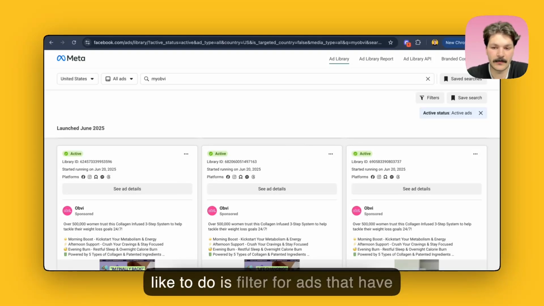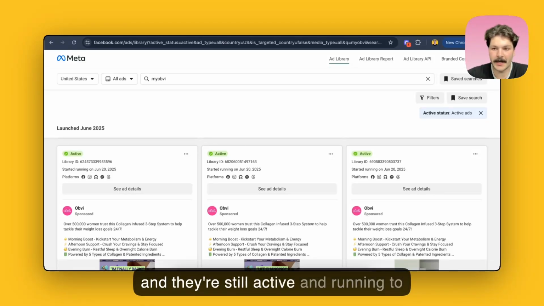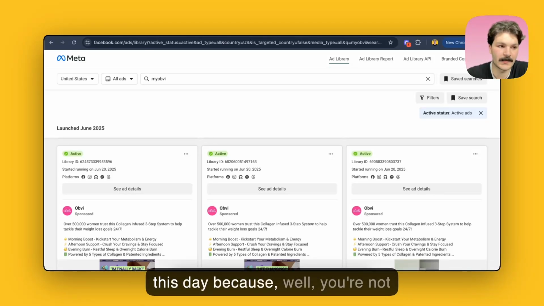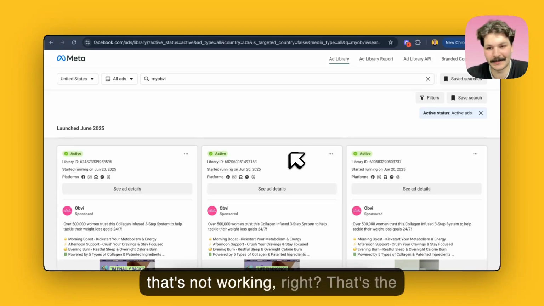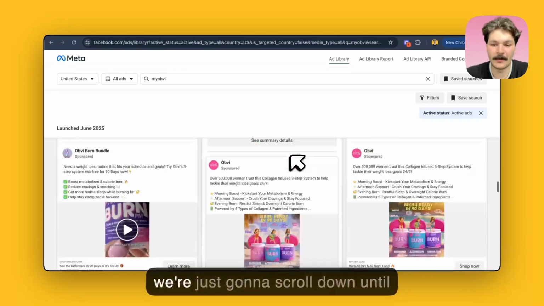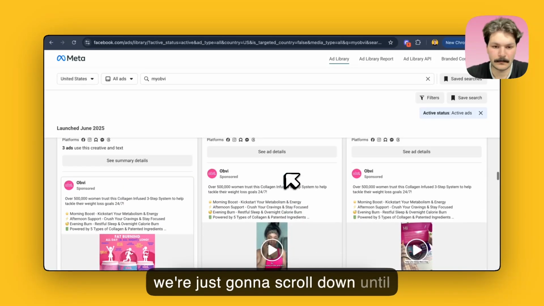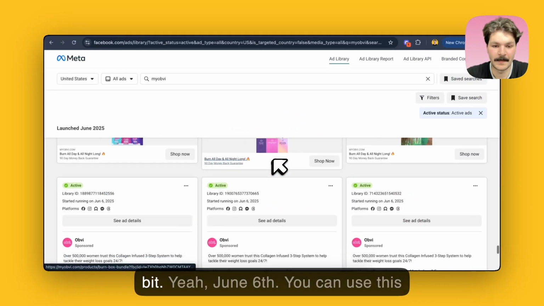What I like to do is filter for ads that started running 2 weeks ago and they're still active and running to this day, because, well, you're not going to spend all this money on an ad that's not working, right? That's the simple thought process here. So we're just going to scroll down until June 18th. We're going to scroll for a bit.